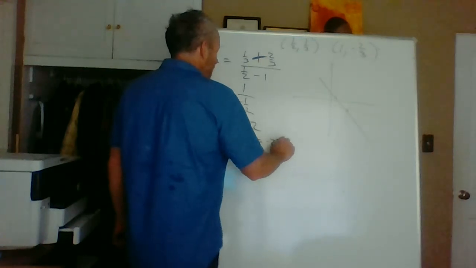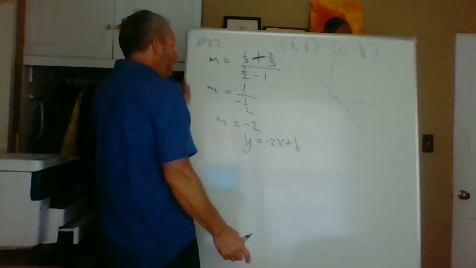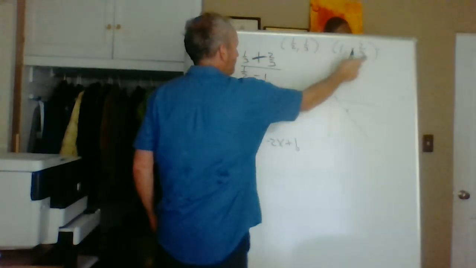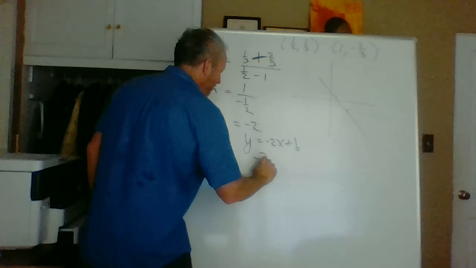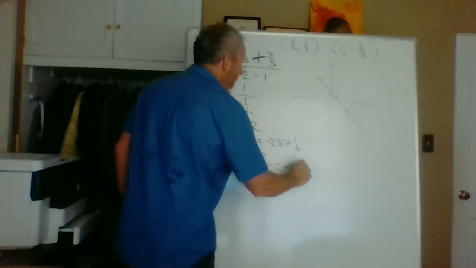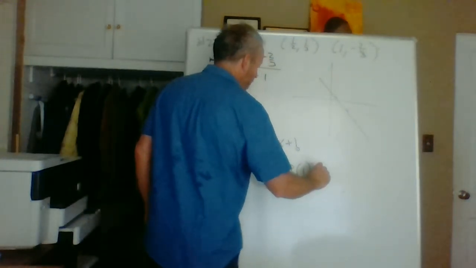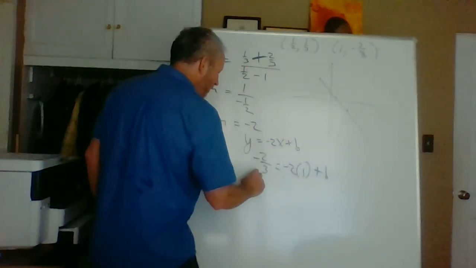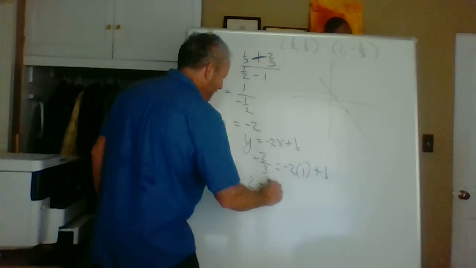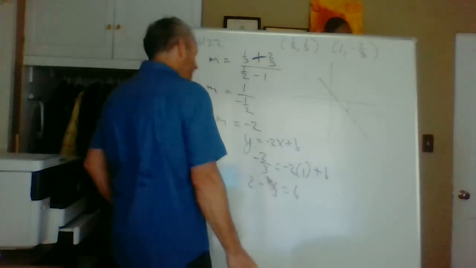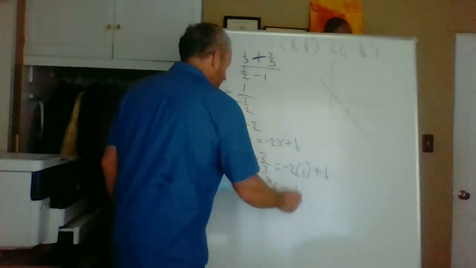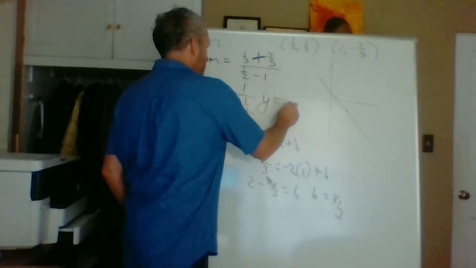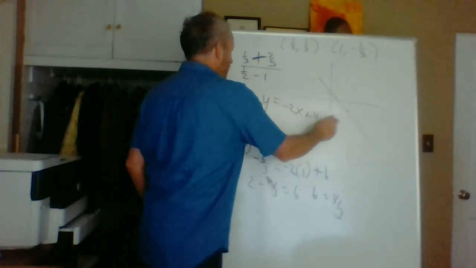So y equals negative 2x plus b. And let's take one of the points. It seemed like most people gravitated towards this one because I like the whole number there. There's y. So negative 2/3 equals negative 2 times 1 plus b. What do we have here? Negative 2. Let's add 2 to both sides. So we have 2 minus 2/3 equals b. And what does that give us? 4/3. So b equals 4/3. So we'll put it all together: y equals negative 2x plus 4/3.